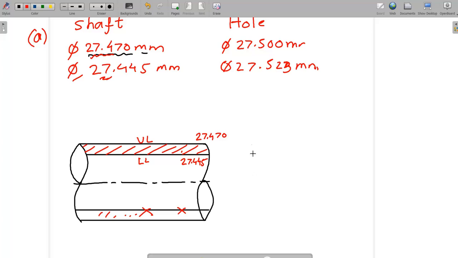Next is the hole. This particular shaft I am always entering inside the hole. Now the hole is given as, first it is given as 27.500. So this is the lower limit. If you consider this value 27.523, it is bigger. So the bigger one is the upper limit. Now I'll just estimate, assume as per this dimension.